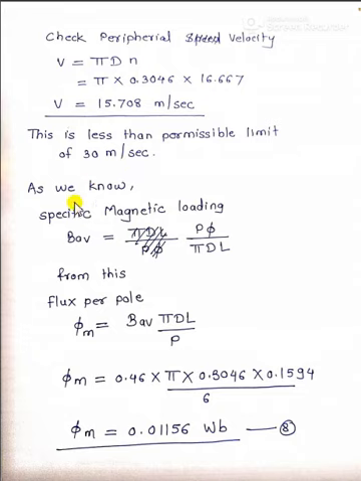Then next, as we know, the specific magnetic loading B average is equal to P phi upon pi d L. From this equation we get phi m is equal to B average into pi d L upon P. Substitute the B average value, d value, L value, and number of poles, which is given as 6. Then phi m is equal to 0.01156 Weber.